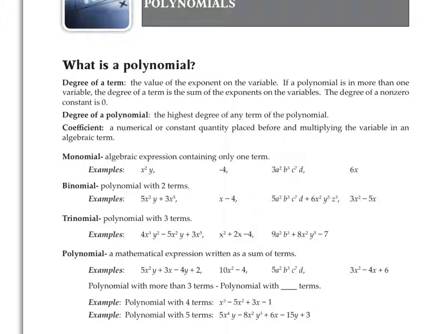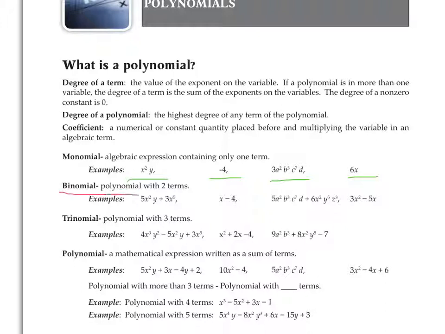A monomial has one term, and here there are 4 examples of monomials. These are all polynomials that just have one term. Notice there can be more than one factor in a monomial, but the terms are separated by plus and minus signs. So you can see there are no plus and minus signs. This is 4 different monomials, which means one term.